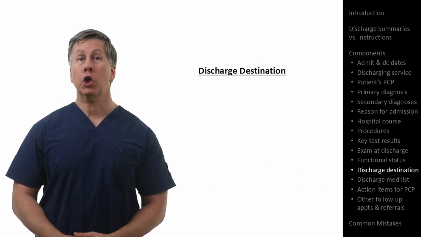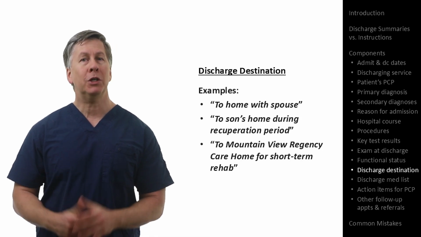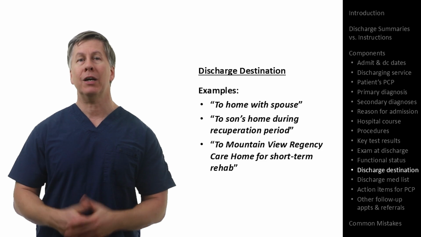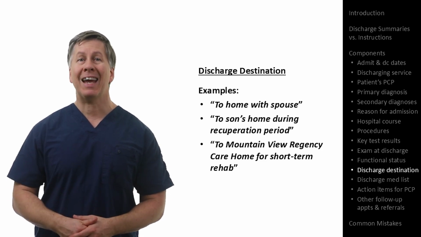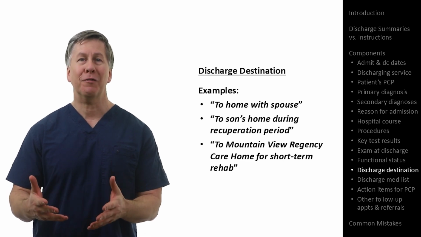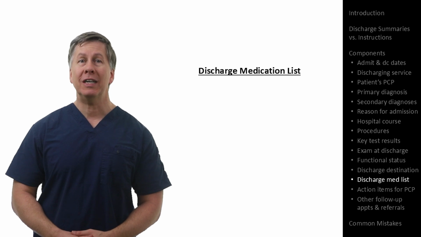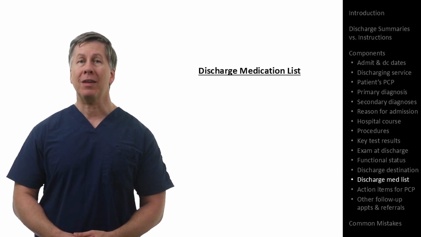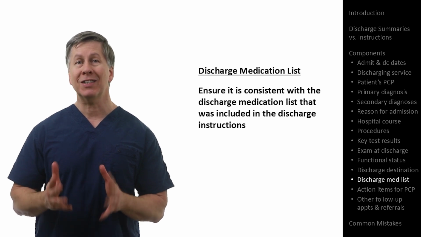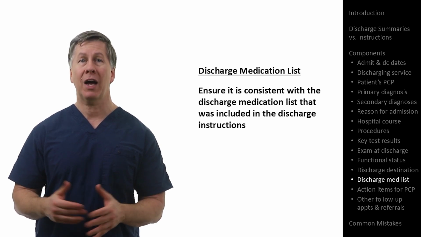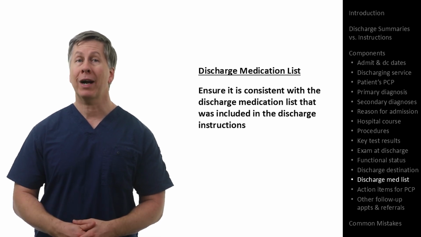Now we move on to the discharge plan, starting with the discharge destination. This should be straightforward, but a common mistake here is to simply say something like discharge to SNF without indicating what specific SNF the patient is going to. The discharge medication list is almost always auto-populated by the EMR template, but you should read over it to ensure that it is consistent with the discharge med list that's going to be included in the discharge instructions that were given directly to the patient.